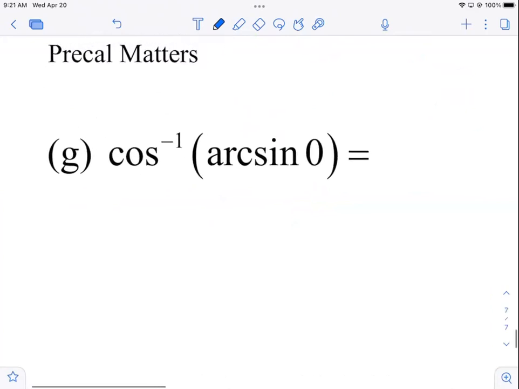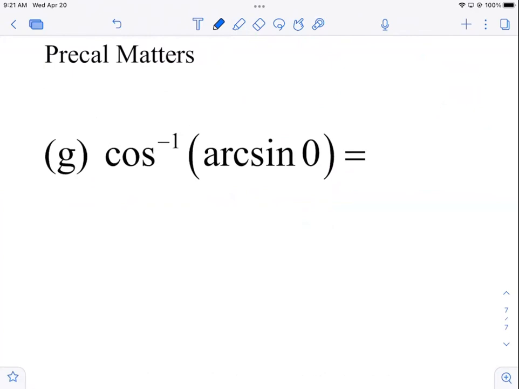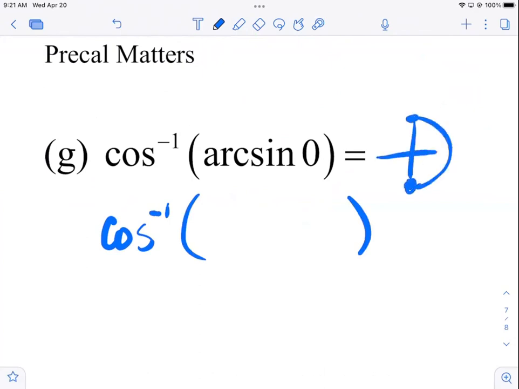We're going to keep going. Inverse cosine of arcsine of 0. So now instead of having trig of an angle, we have inverse trig of a ratio. Let's see how this works. Bring down the inverse cosine. What is arcsine of 0? The PVR for arcsine is this. So sine of what angle is 0? 0, sine of 0 is 0. Good.